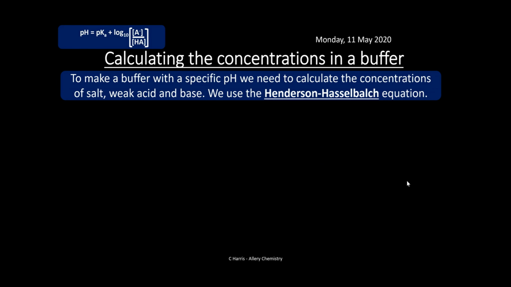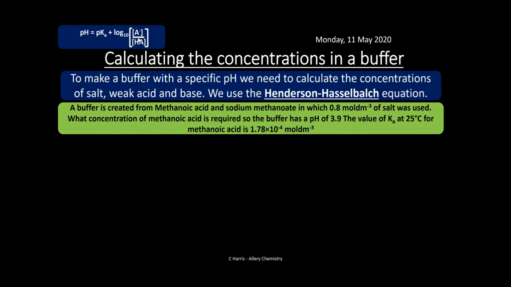Okay, so what I've done is I've dragged that equation, the Henderson-Hasselbalch equation, at the top here, which is the bit here. So we're going to use that. So let's have a look at a specific example. A buffer is created from methanoic acid and sodium methanoate, where 0.8 moles per dm cubed of salt was used. What concentration of methanoic acid is required so the buffer has a pH of 3.9? The value of Ka at 25 degrees Celsius for methanoic acid is 1.78 times 10 to the minus 4 moles per dm cubed. All right, okay, so let's have a look at this.